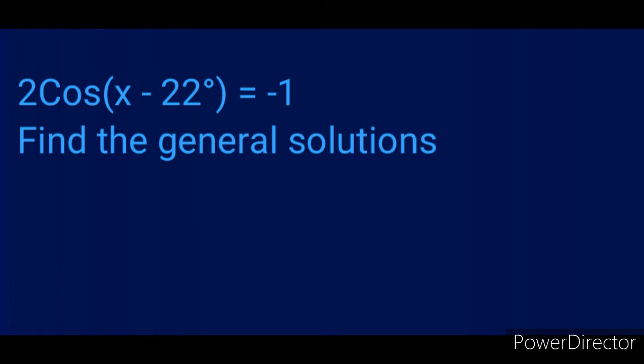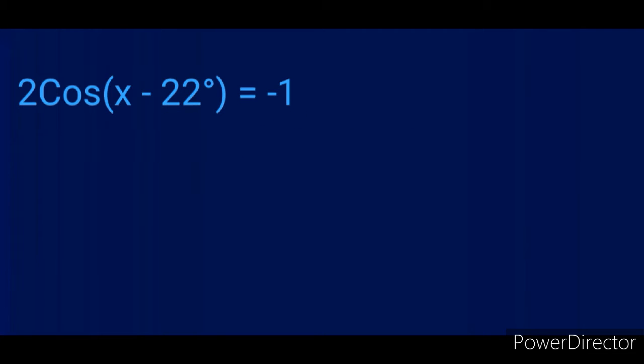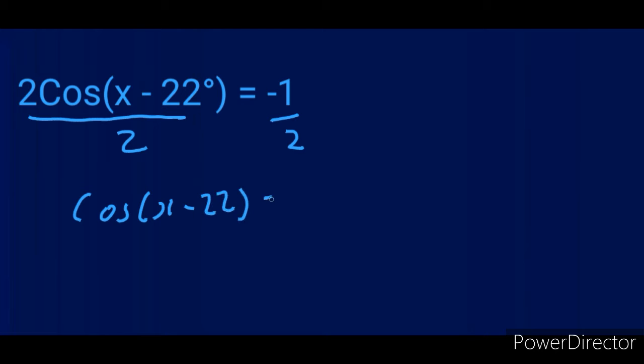Alright, here is another example. You're given 2 cos(x − 22) equals negative 1. This is a little bit different. First, we'll divide both sides by 2, and we're going to end up having cos(x − 22) equals negative half. And then from here, in order to make this the subject of the formula, we're going to have to use inverse cos. So we have inverse cos of negative half.